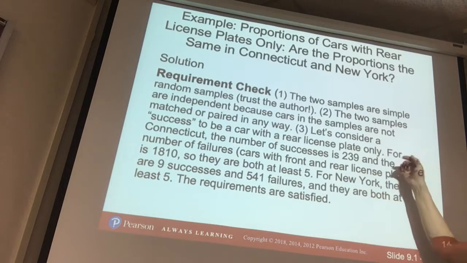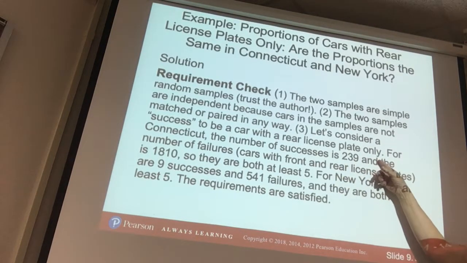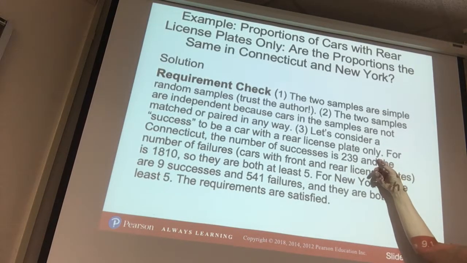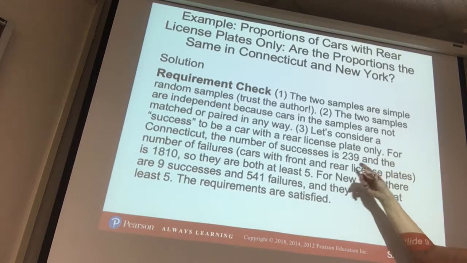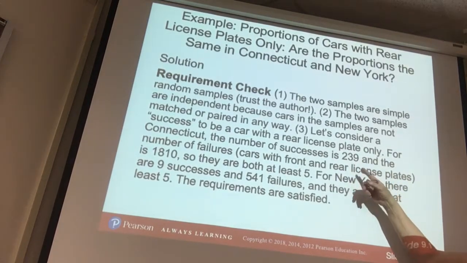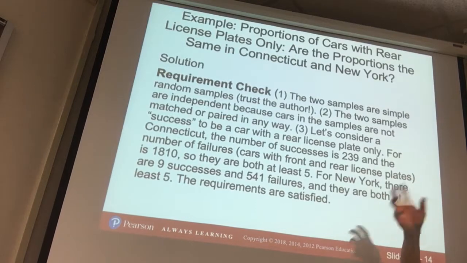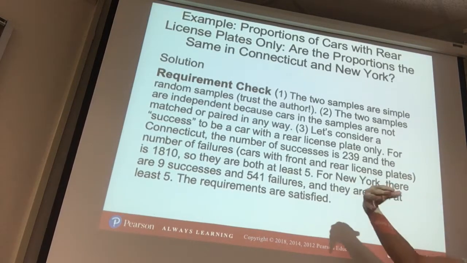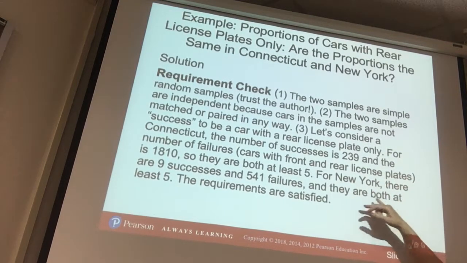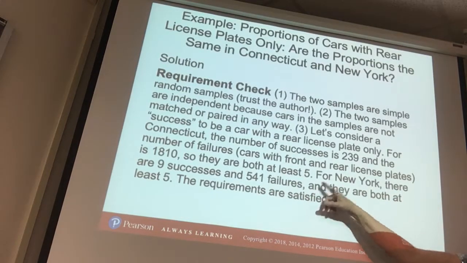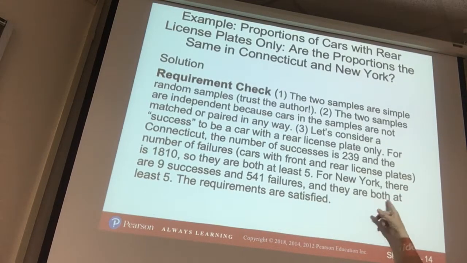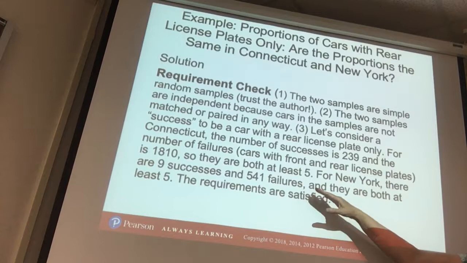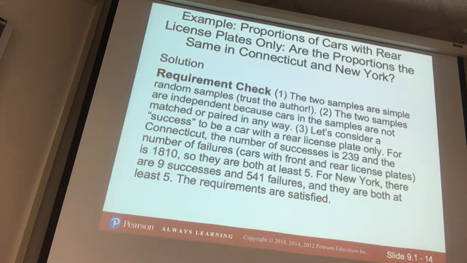Okay, let's consider a success to be a car with a rear license plate only. So for Connecticut, the number of successes and the number of failures don't change depending on what the other group is doing, right? And there are 9 successes and 541 failures, and they are both at least 5. So basically the requirements are satisfied.